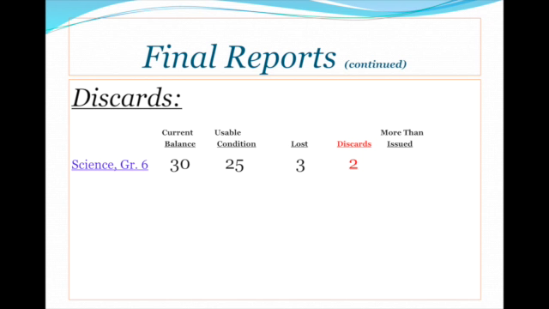Usable condition. Notice that you currently, when you first got your books, you had 30. Now at the end of the year, you have 25. That's because you lost 3 and you have 2 discards. 3 plus 2 is 5, so 25 plus 5 equals 30. Notice that the numbers here should equal.